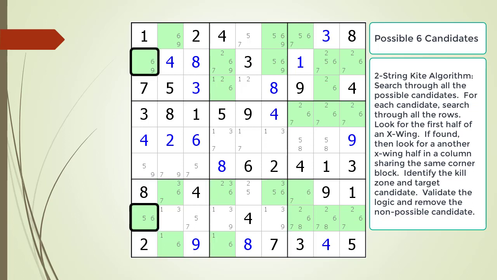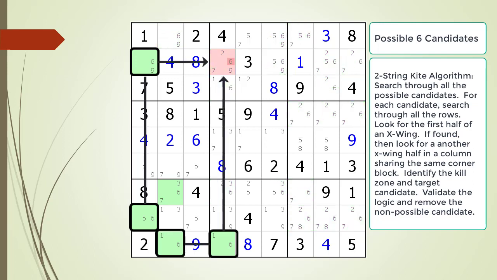We immediately find the first half of an X-wing pattern in column 1 as shown with the black outline around the corner cells. Next, we identify the kill zone and target candidate to be killed. We seem to have found a two-string kite pattern. What is interesting and different about this two-string kite pattern example is the X-wing halves do not cross each other.